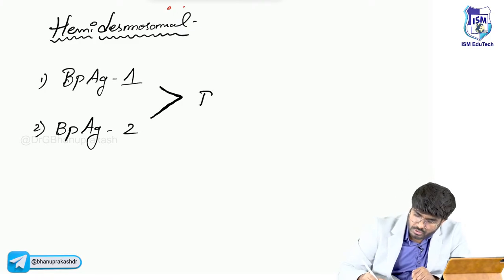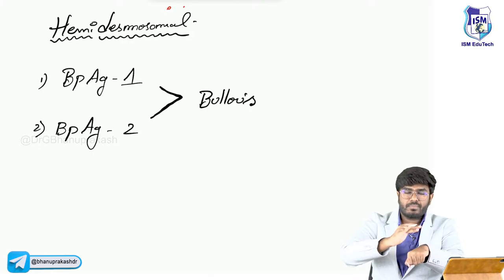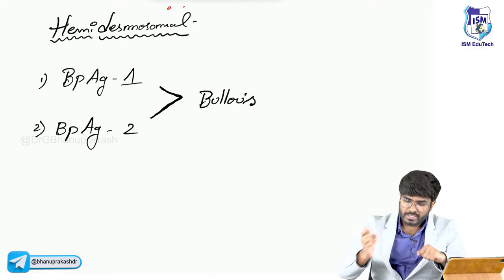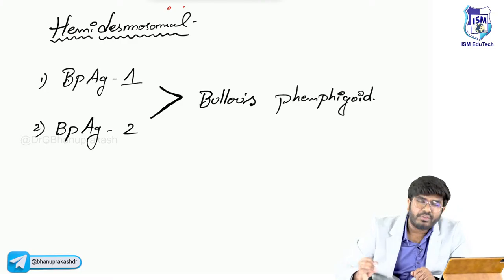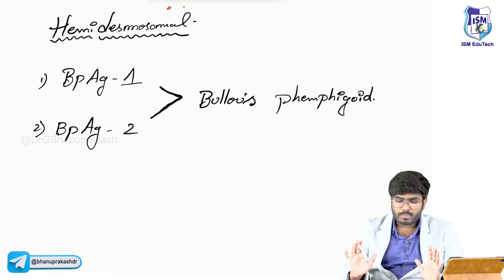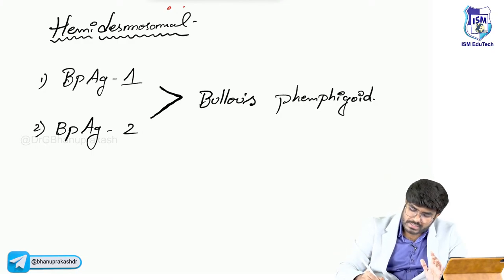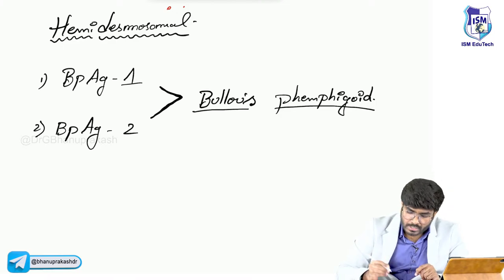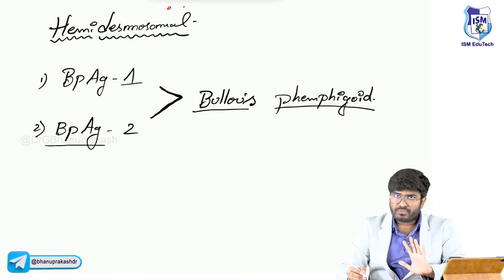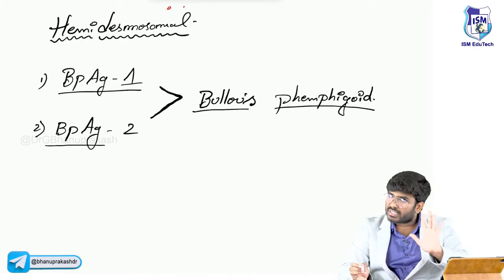That will cause a disease called bullous. Bulla means fluid-filled cavities, blisters. Bullous pemphigoid, in a simple way. When hemidesmosomal proteins are defective, that will cause the disease bullous pemphigoid. Only in bullous pemphigoid, both are defective. In bullous pemphigoid, both are defective.